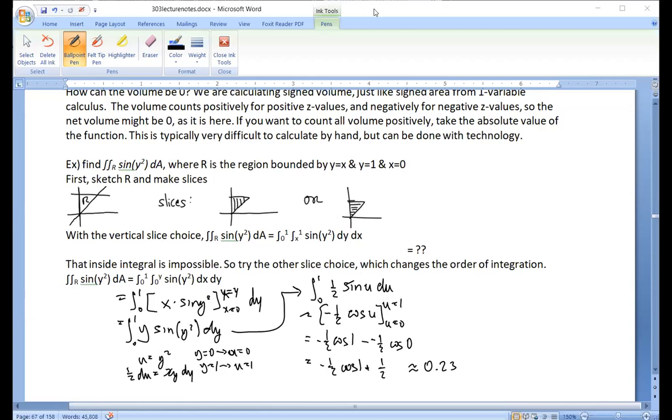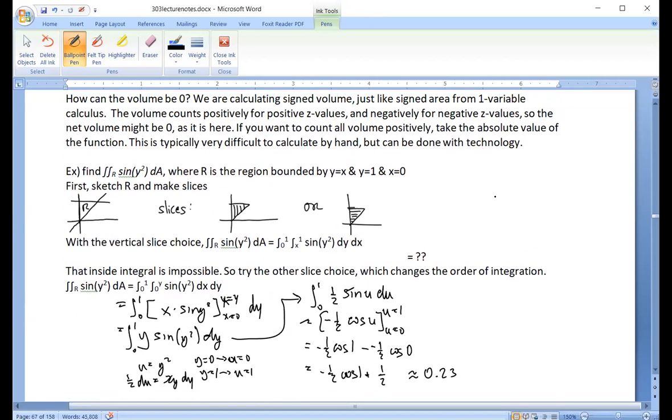Okay. All right. So one more. Now I want to give one more application of what we can use a double integral for, and it's slightly unusual, but let's take a look.